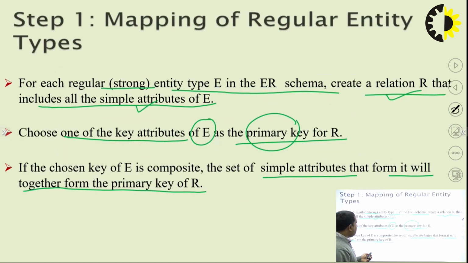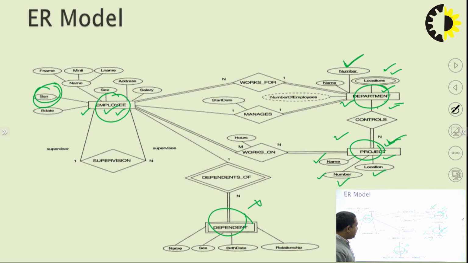So, is there any weak entity set in our example? Here we can see the dependent is a weak entity set that basically depends on employee. So, conversion of this includes representation of this dependent in the form of a relation having the primary key of the employee as a foreign key in this relation, as well as the identifying attribute of dependent. Along with the primary key of the employee, it will be the key attribute for this dependent.